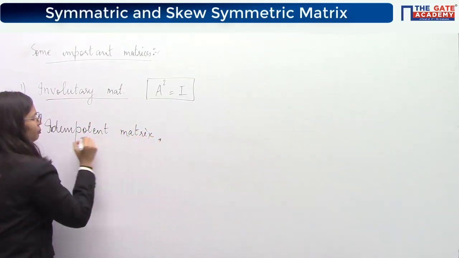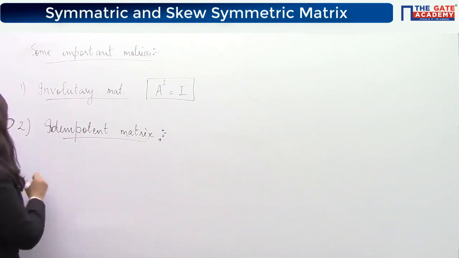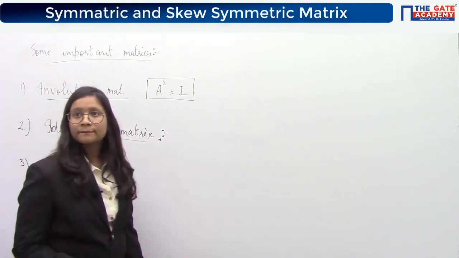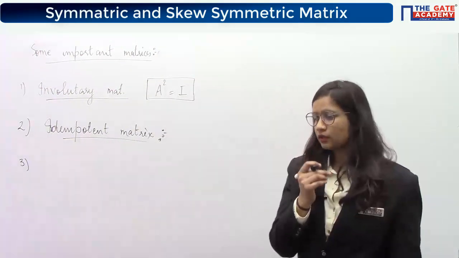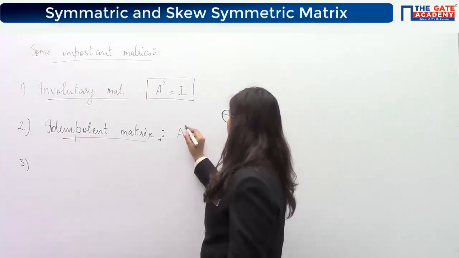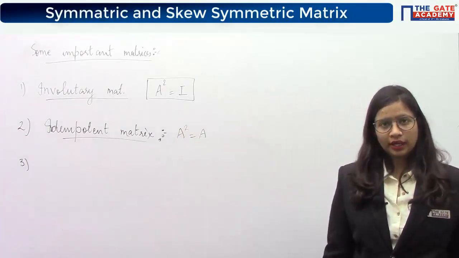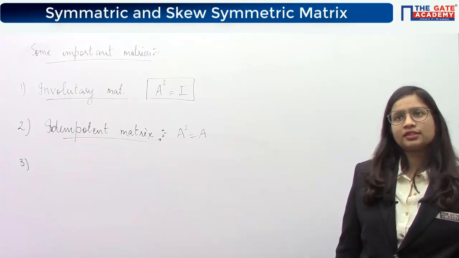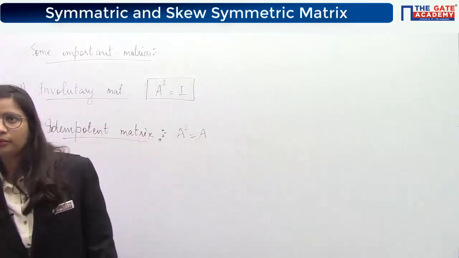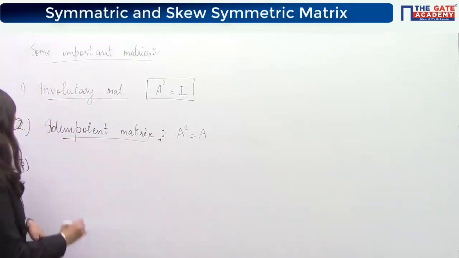Next one is idempotent matrix. Anybody knows what it is? Idempotent. So it is a matrix for which A square is equal to A. A matrix for which A square is equal to A itself is known as idempotent matrix. Okay, just write it down. A square equal to A.